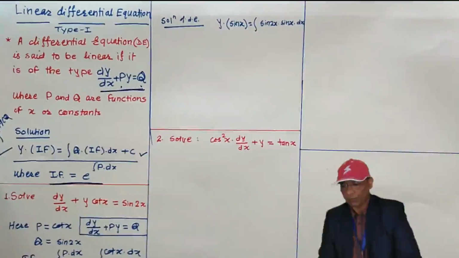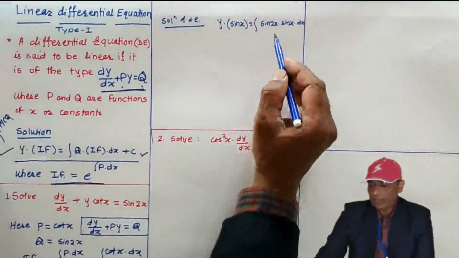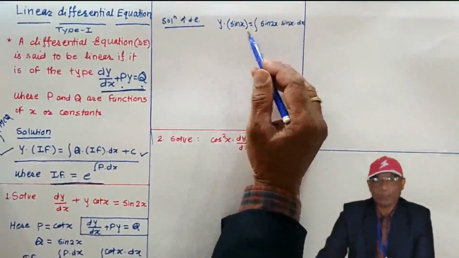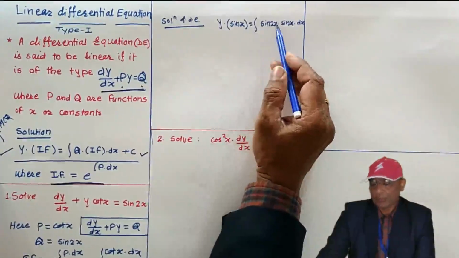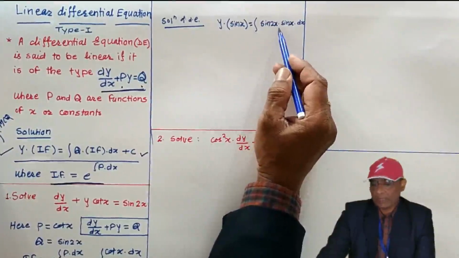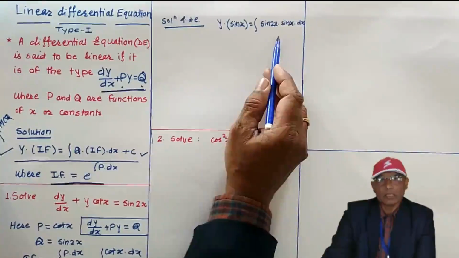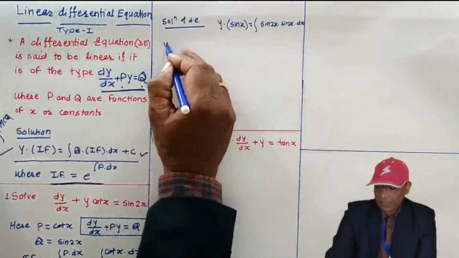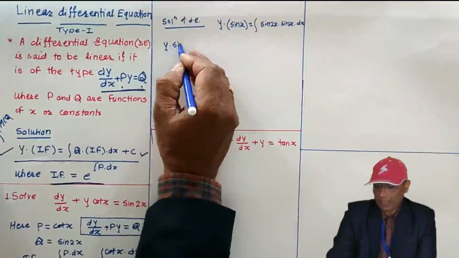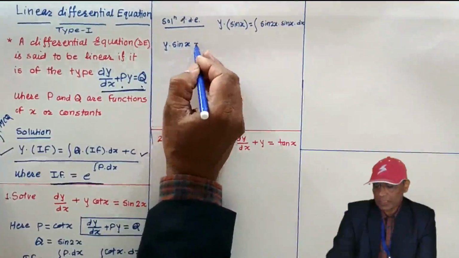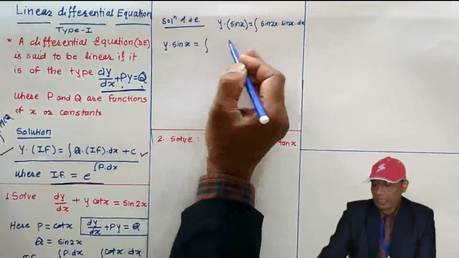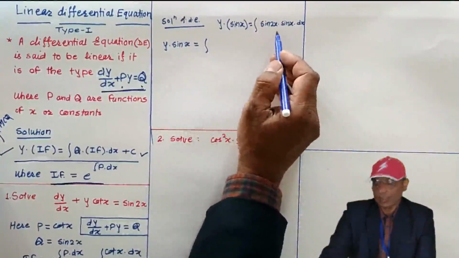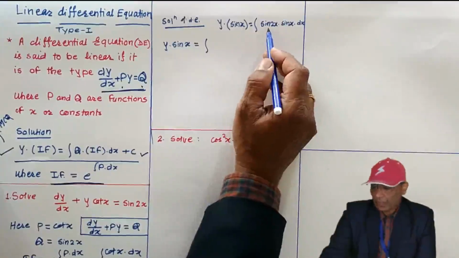Now, it remains to find integral of right hand side. On the left hand side we don't have integral. Once you solve integral of right hand side, then you will get the final solution. The y multiplied by sin x, this left hand side will be as it is because integration is not present. So this elementary integration you must do. This type of integral you have evaluated in previous years.